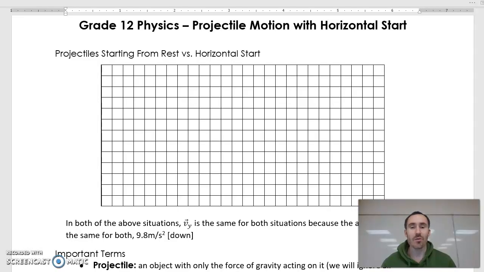This is the beginning of the projectiles section of kinematics, which makes up the main portion of this unit. It's also the most fun. So we're going to start off with a demonstration.